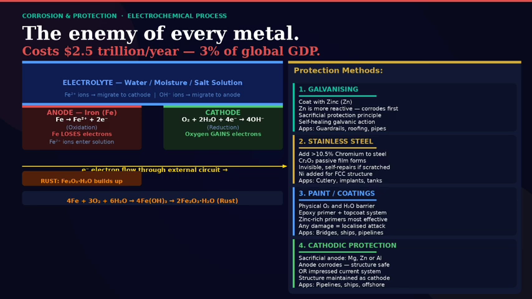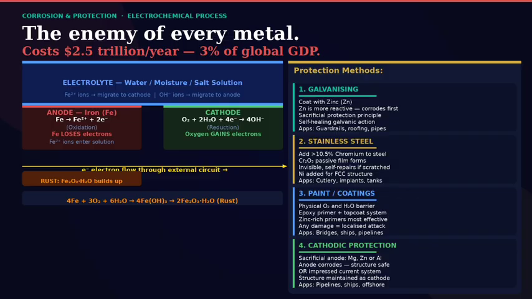Okay, let's understand the corrosion. What is it and why is this happening? Corrosion is the spontaneous deterioration of metal through electrochemical reaction with its environment, and it is extraordinarily costly, approximately 3% of global GDP every year. That is roughly $2.5 trillion in damage, maintenance, and replacement.